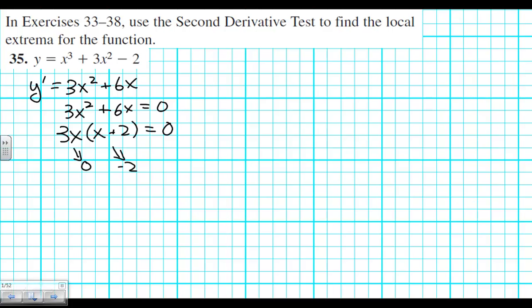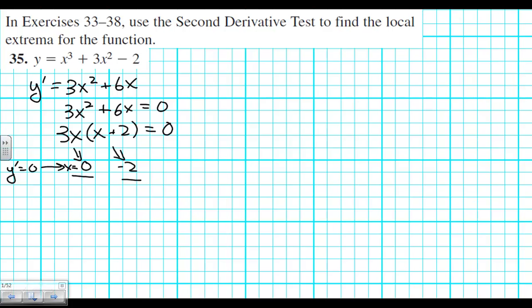Okay. The second derivative test says that if we find values where the derivative function is equal to 0, and if we look at the sign of the second derivative, we can tell whether it's a maximum or a minimum. So here are two places where y prime equals 0.